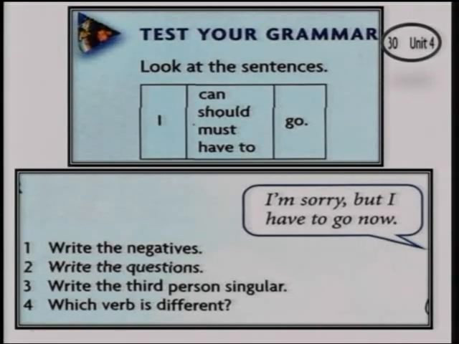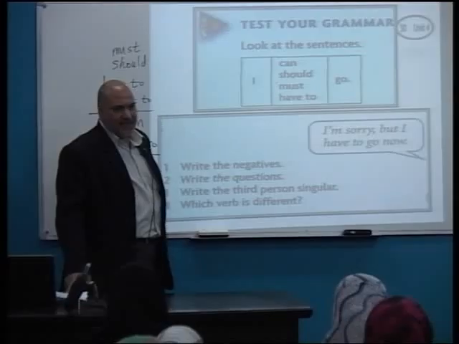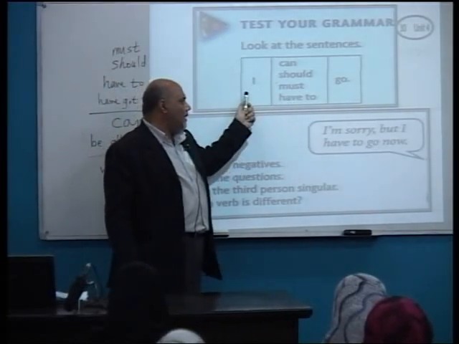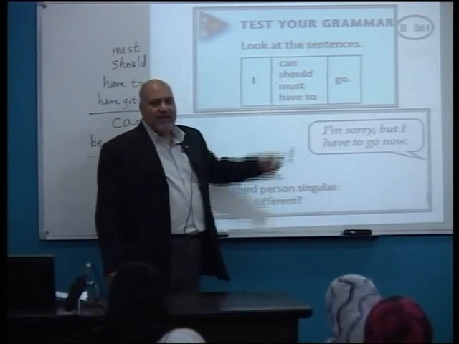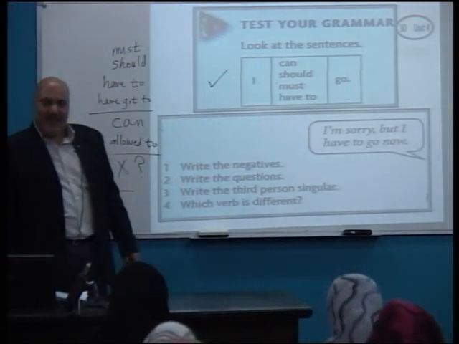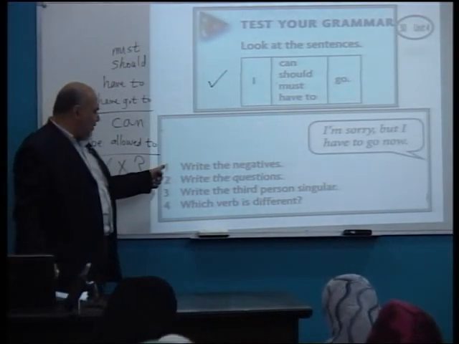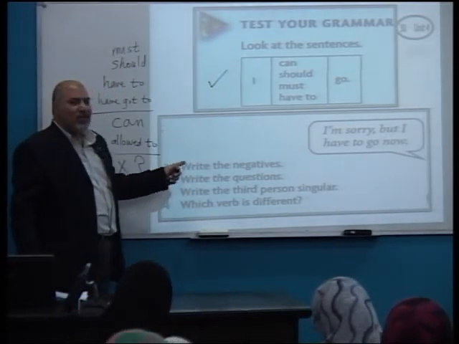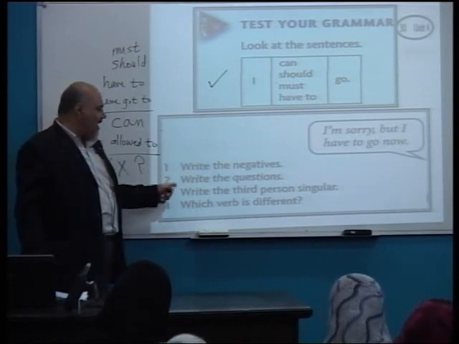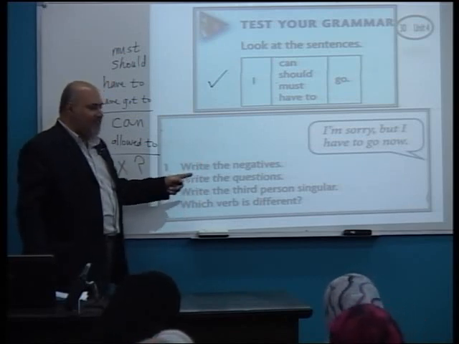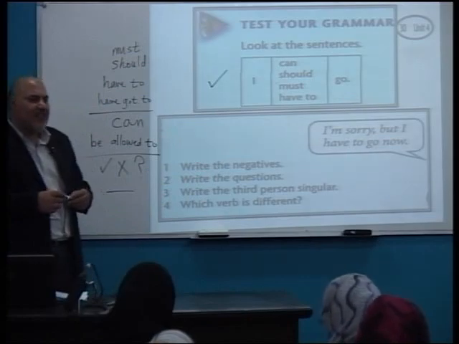Now, page 30. Test your grammar. Look at the sentences. I can go. I should go. I must go. I have to go. These are in the positive, in the affirmative. Number 1, write the negatives. Number 2, write the questions. Number 3, write the 3rd person singular. Number 4, which verb is different. So this is the first exercise.